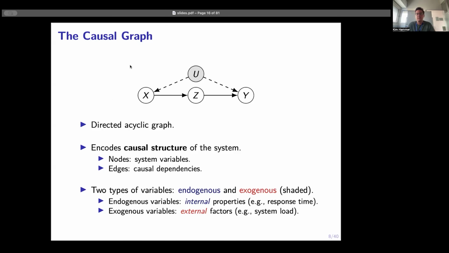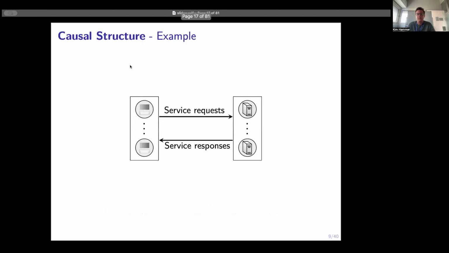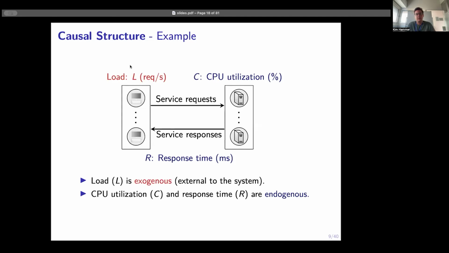To illustrate this distinction between these two variables, consider the following example, where we have a set of clients to the left that generate service requests, and then we have a set of servers to the right that make responses. Here we focus on three system variables: the load in requests per second, the CPU utilization in percentage, and the response time in milliseconds.